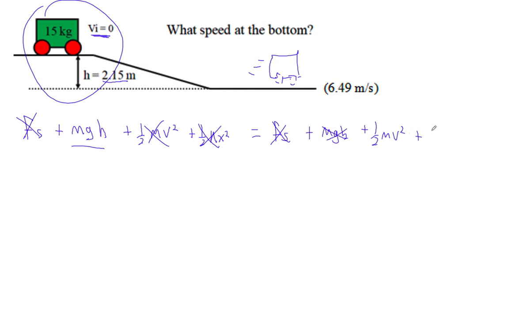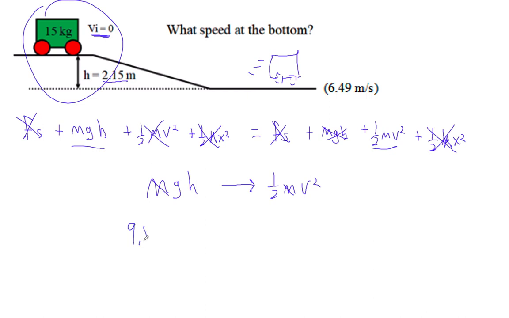And again, there's no mention of springs, right? 1/2 kx squared. There's no springs, right? So this is just a one-to-one. This is potential turns to kinetic. So we've got mgh turns into 1/2 mv squared, right? Notice that the mass cancels, which is very handy.